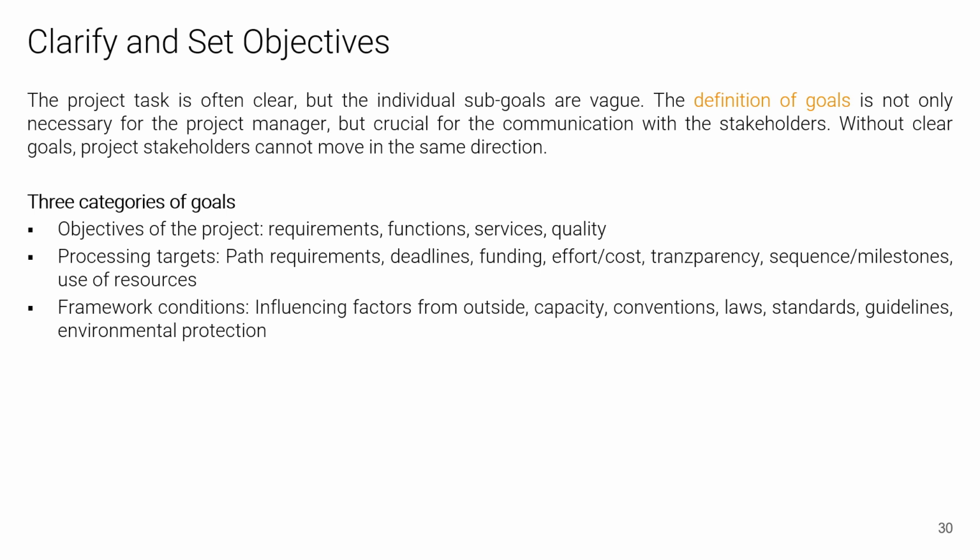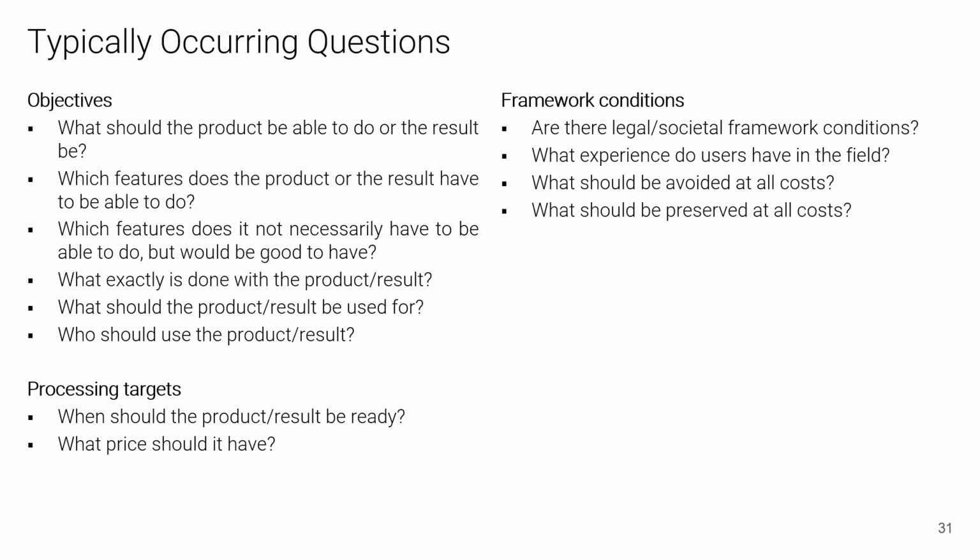Now there are three categories of goals that may help us a little bit. There are objective goals, so there are certain requirements or functions that a project has to fulfill in the end. You have to ask yourself how this is to be organized in terms of time, what dependencies there are between each other. Then there may be some framework conditions that need to be taken into account, such as legal regulations or environmental protection issues. For the three target categories just mentioned, there are also typical questions that can help you here. For example, in the case of the objective goals, what should the product be used for, or who should use the product, etc. Here, these questions can provide a good orientation.